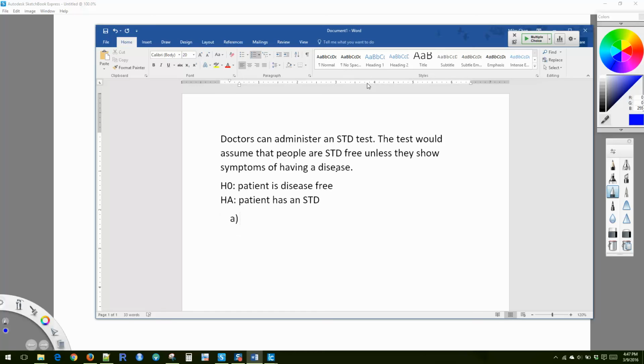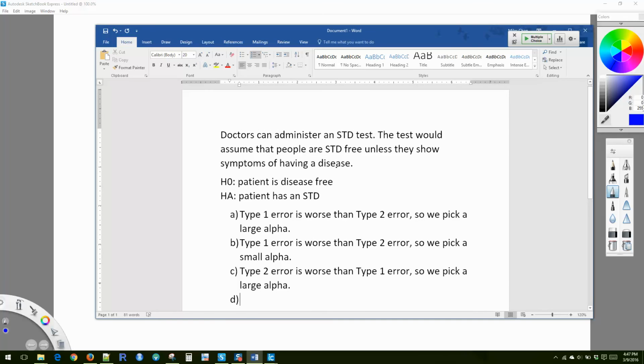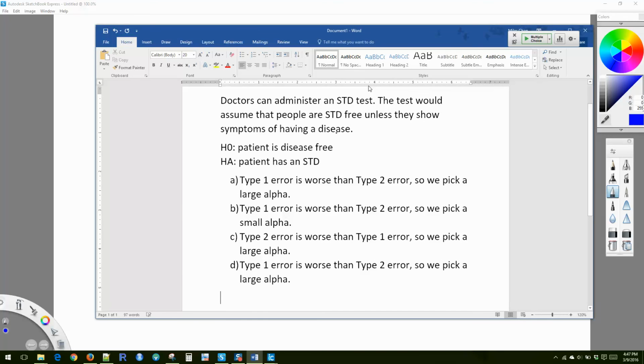So here are your answer choices. A: type 1 error is worse than type 2 error, so we pick a large alpha. B: type 1 error is worse than type 2 error, so we pick a small alpha. C: type 2 error is worse than type 1 error, so we pick a large alpha. And D: type 2 error is worse than type 1 error, so we pick a small alpha.